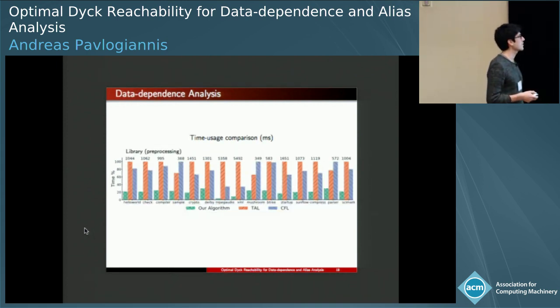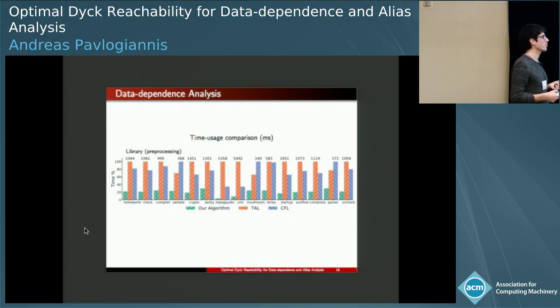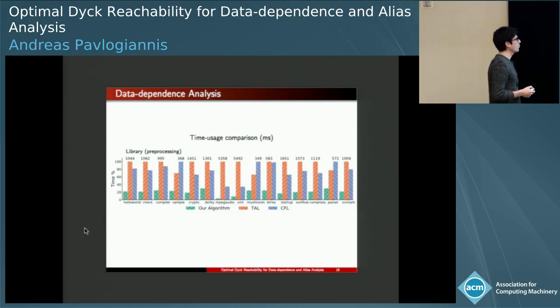Let's go to data dependence analysis. Here, remember, we have 2 sites to analyze, right? A library and a client. And we have 3 methods to compare. We compare the TAL approach and the CFL approach, which were compared in the POPL'15 paper, and this is our algorithm. So you see here that for pre-processing the library, TAL is most of the time the slowest one, whereas we are down here, always the fastest.